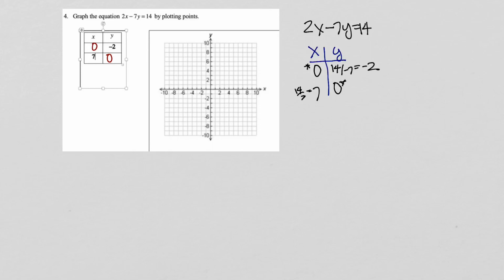Let's plot these 2 points. So 0, negative 2. No horizontal, but down 2. Right there. And this point here is to the right 7, right positive. To the right 7, up or down 0. So to the right 7, way out here. Put a point there. And then as best we can, we'll pass a line through those 2 points. And there's our line. Graph the equation.